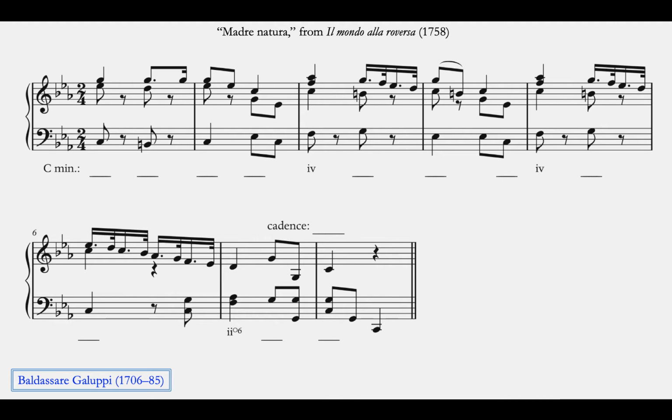We'll start with an excerpt from Galuppi's opera Il mondo alla roversa. A few harmonies have already been labeled, so our task will be to identify the remaining harmonies, which are shown here as blanks. They're all either 1 chords or 5 chords, either in root position or first inversion. To help with the analysis, I encourage you to focus on the bass line. I'll play the recording, and it may be helpful to sing along with the bass line using fixed do solfege, so your starting note is do.